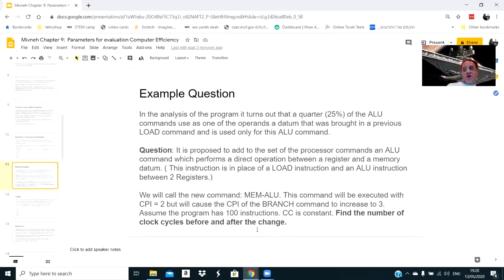Assume that the program has 100 instructions and that the CC is constant. That's very important. The CC is constant. That means the length of time that it takes to do a cycle doesn't change. If that changes, that also could affect the results. Find the number of clock cycles before and after the change.